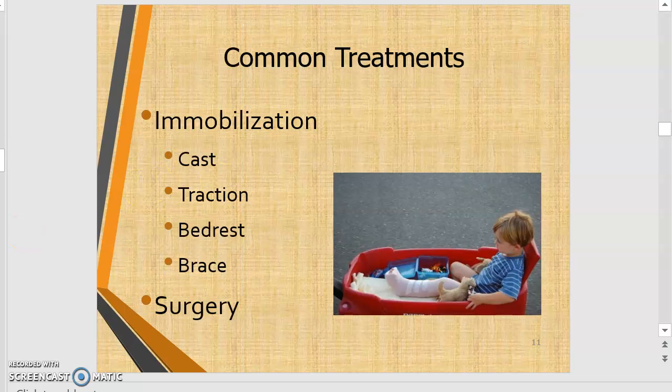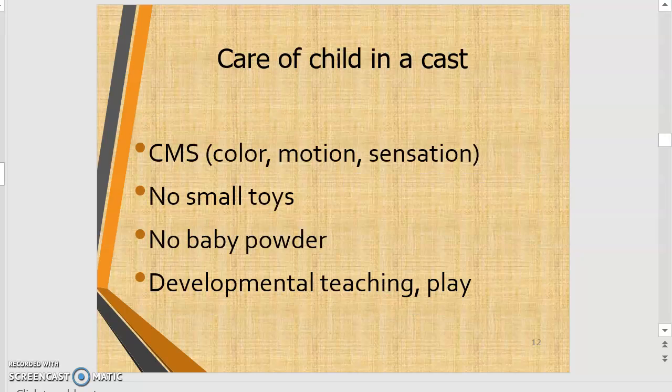The other thing to keep in mind, immobilization of a child has to happen sometimes with casting or traction, bed rest or braces. But we have to really keep that child as active as possible, even when they're immobilized. So just keep that in mind. It's not healthy for children to be immobilized for very long. So we got to keep them active, keep them engaged in activities of play, doing exercises with them frequently so that they don't have any long-term damage.